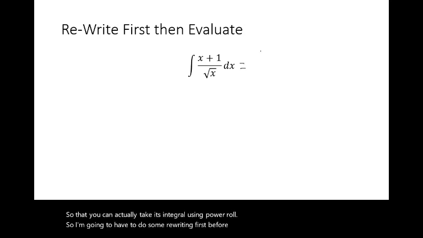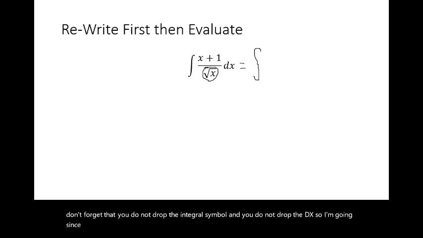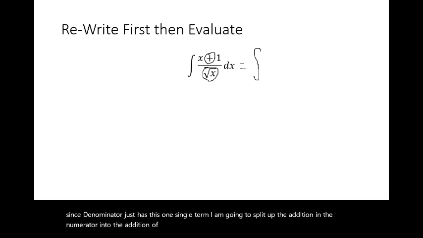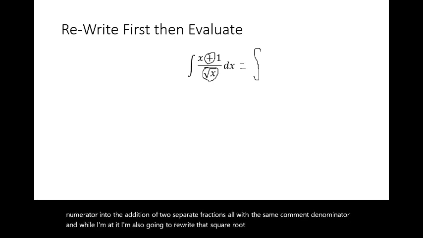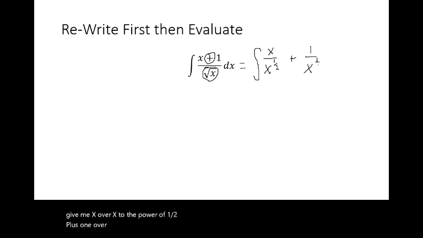Now, while you are rewriting, don't forget that you do not drop the integral symbol and you do not drop the dx. So since the denominator just has this one single term, I am going to split up the addition in the numerator into the addition of two separate fractions, all with the same common denominator. And while I'm at it, I'm also going to rewrite that square root as an exponent of 1/2. So that will give me x over x to the power of 1/2 plus 1 over x to the power of 1/2 dx.